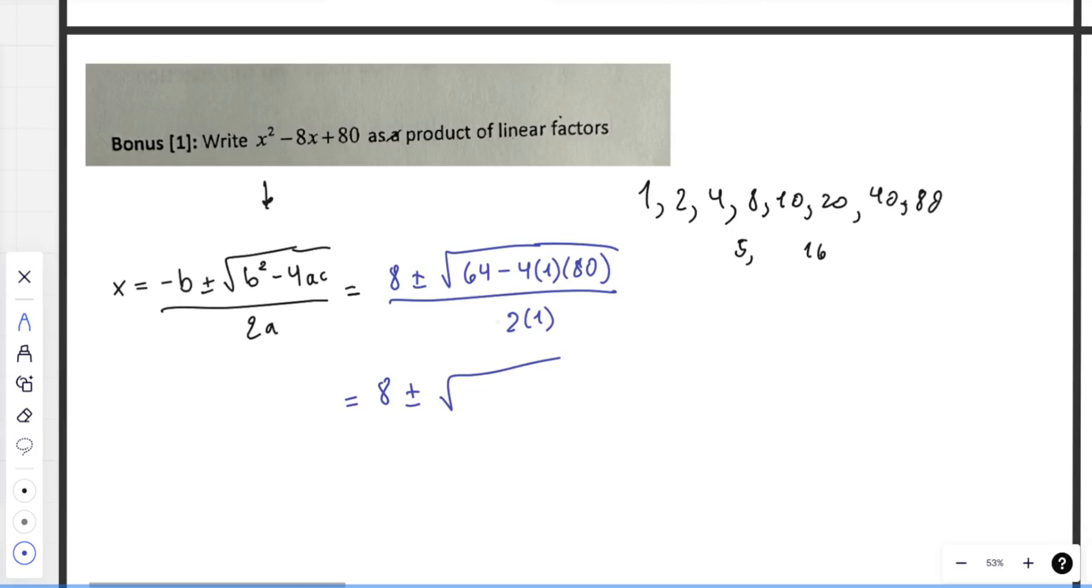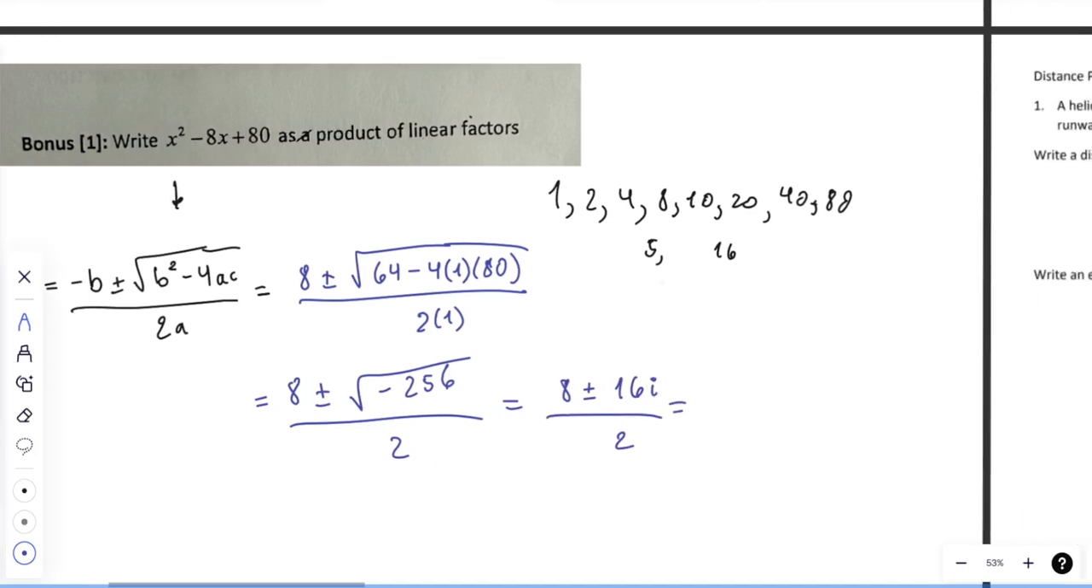64 minus 320 is negative 256. Now you see where the problem arises, is this square root of a negative number. But the square root of negative 256 is just going to be 16i. Square root of negative 1 is defined as i. So we solve it out like that. Divide everything by 2 and we get 4 plus or minus 8i.